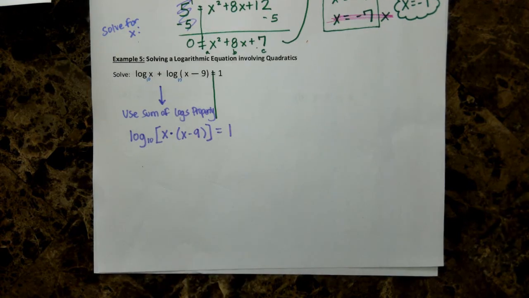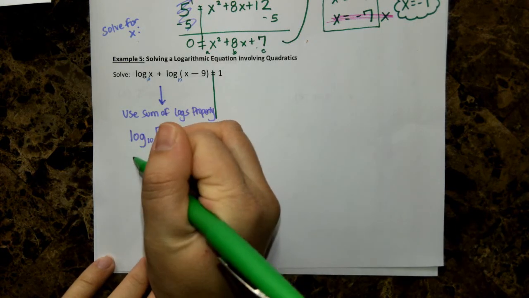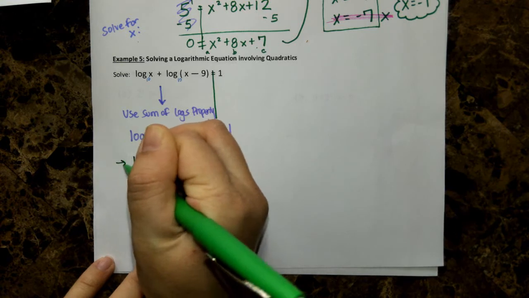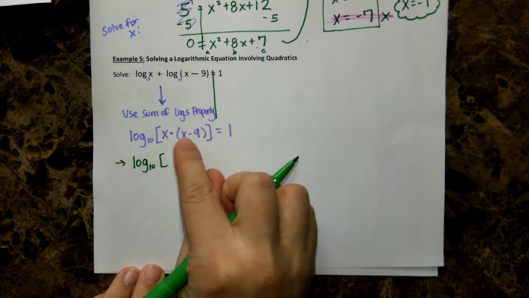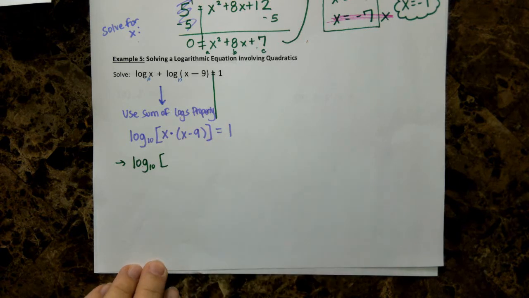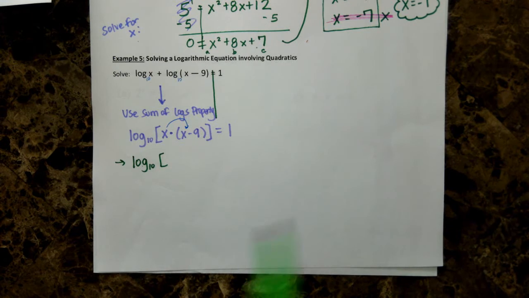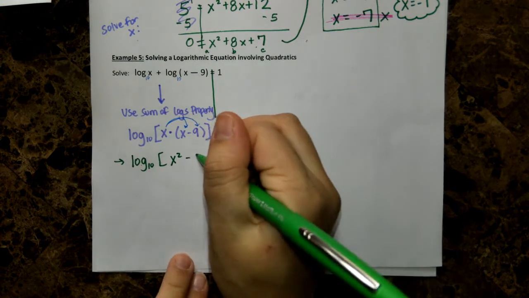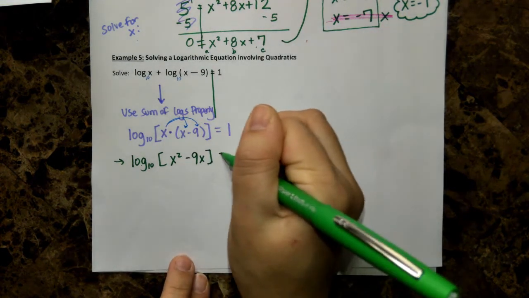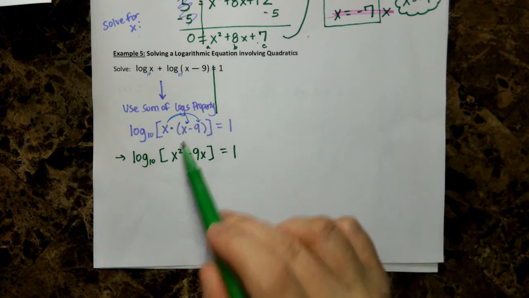Now this doesn't tell us much, but I can simplify this a little bit. I'm going to simplify log base 10 of x times x minus 9. We would just FOIL that. That's going to give us x times x, which is x squared. And then we have x times negative 9, which is negative 9x, equals 1. So I've multiplied that out.